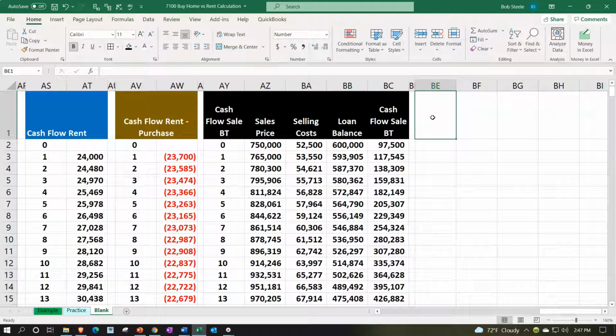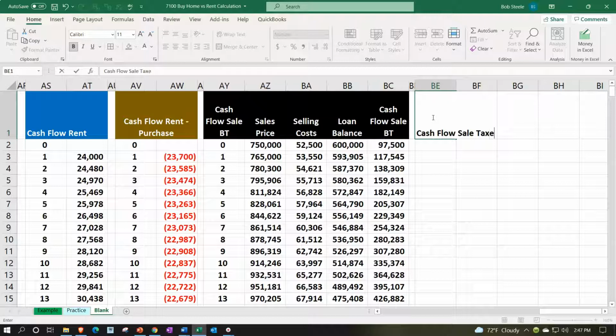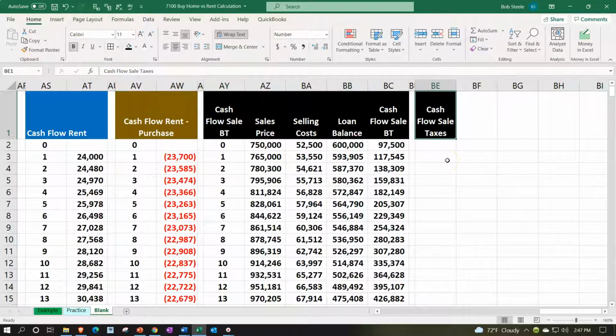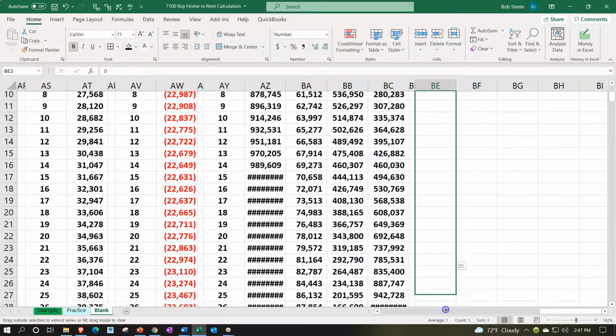So how can we put together the potential tax implications for the cash flow? So we're going to say cash flow sale for taxes, let's say taxes, and then let's center that. Let's do the same thing here. Let's go format painter here. So what's going to be the tax implications? 0, 1, 2, and see if we can break this out, copying this down to 30.